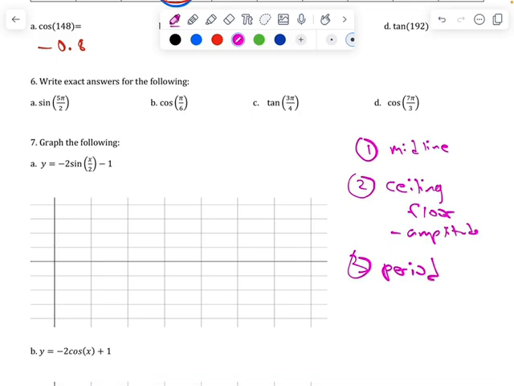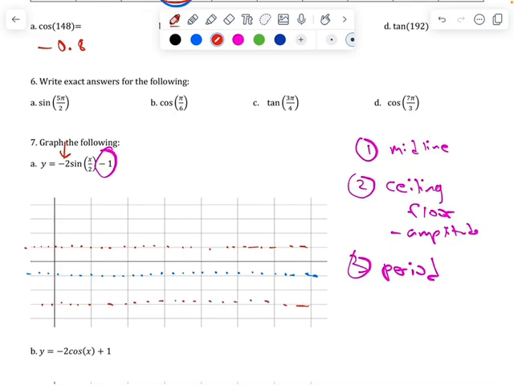So right here, midline. The midline is negative 1. We're going to draw this negative 1. So that is your midline. Now, the amplitude is 2, so we're going to go 2 above that. That's your ceiling. And then let's do your floor. Your floor is right there. So we've got your ceiling and your floor.